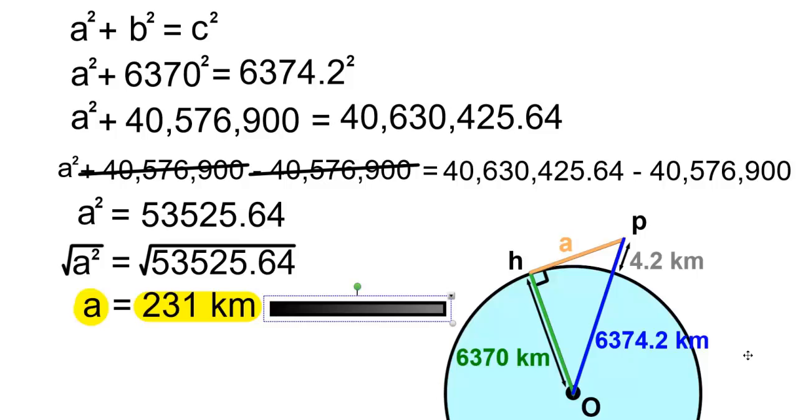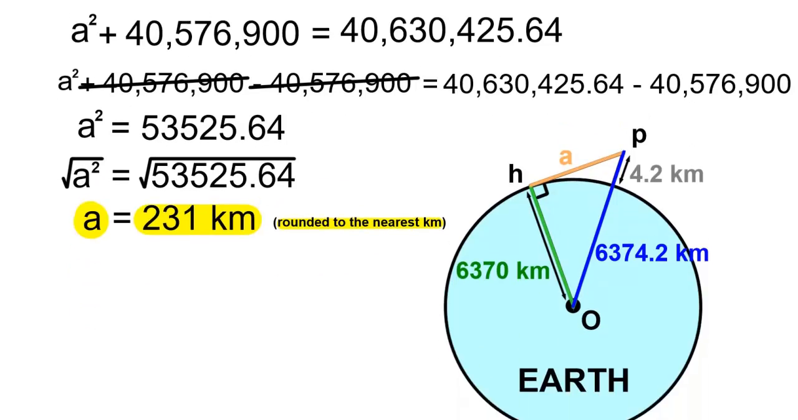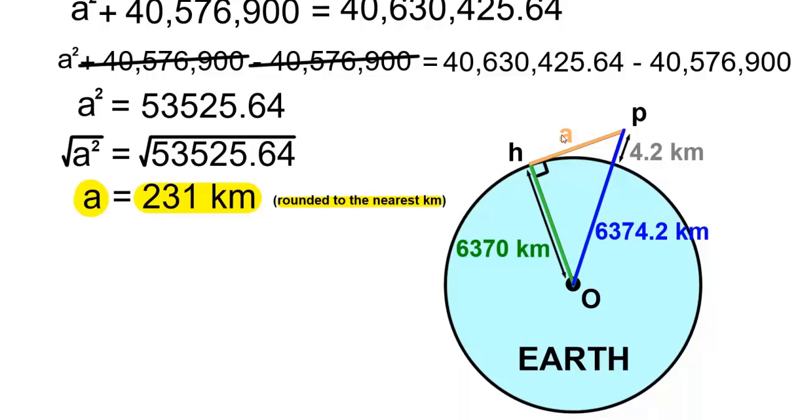And remember that this answer was rounded to the nearest kilometer. So the distance between the plane and the horizon is 231 kilometers.